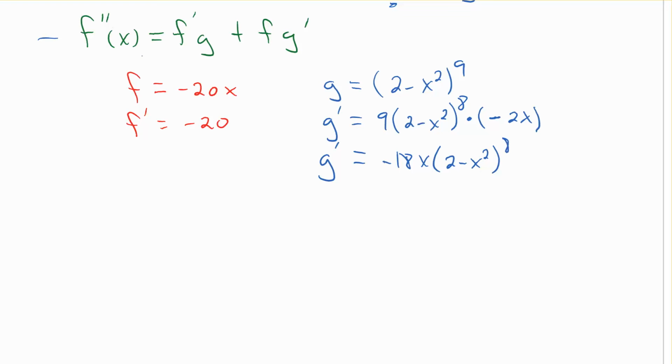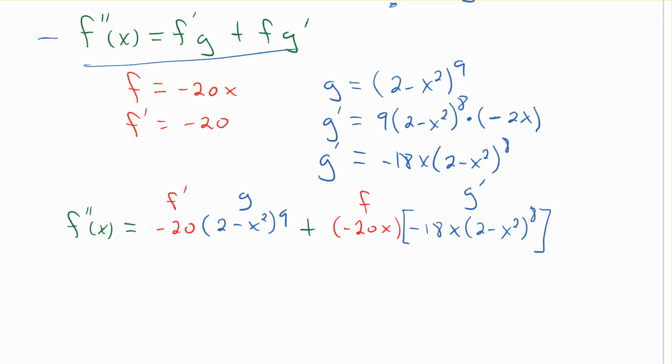Alright, so we've got everything we need for our product rule equation, so I'm just going to plug in the stuff now. So, okay, so there you go. I filled in all the things that we just found. So this was my f prime, this was my g, f, and then g prime. So just put those into the formula, right?